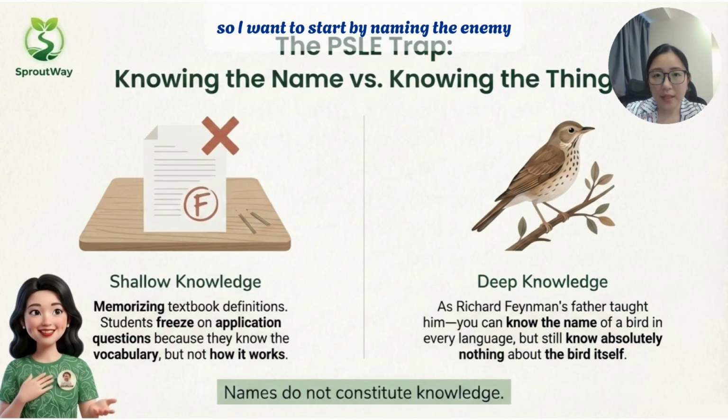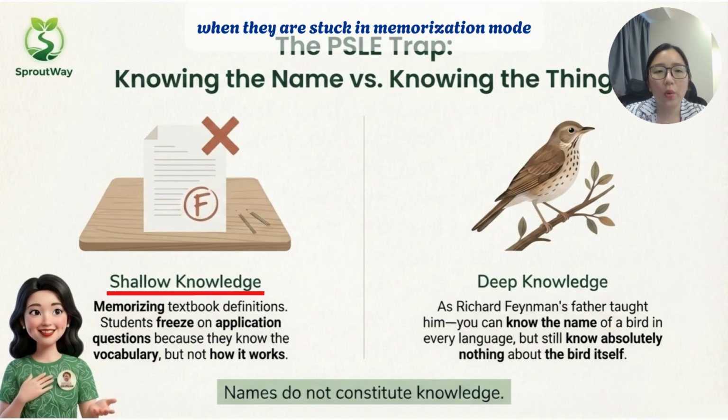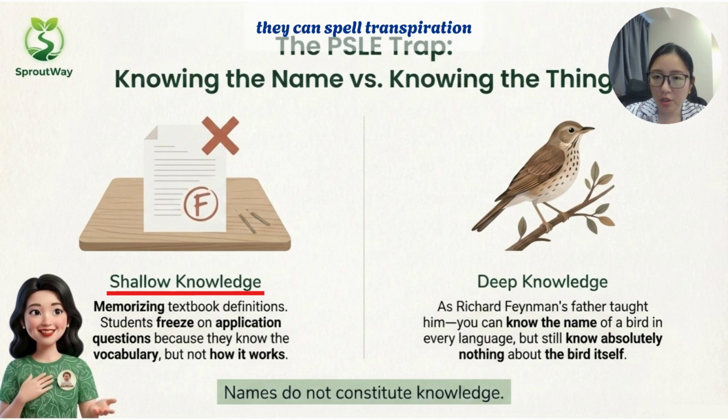So I want to start by naming the enemy, and the enemy is not the exam. The enemy is called shallow knowledge. Look at the left side of this slide. This is our child when they are stuck in memorization mode. They can tell you that the xylem transports water, they can spell transpiration, they look prepared. But then the PSLE paper throws them a question about a plant in an aircon room versus a plant outdoors, and they have no idea how to apply what they learned.